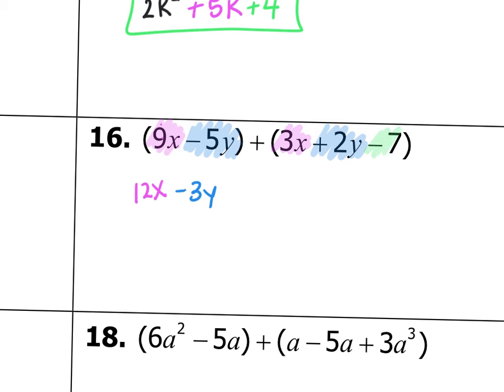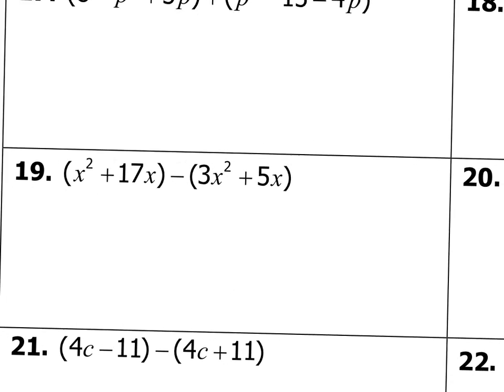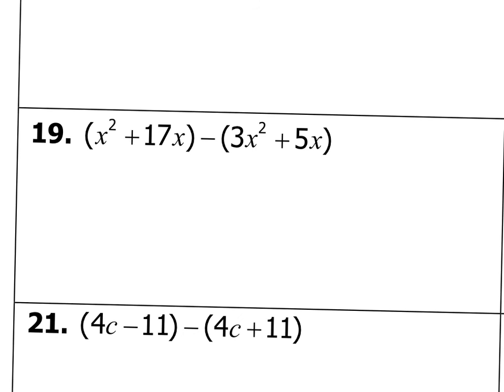And then I just have this minus 7, so there's nothing to combine it with, so I'm just going to put minus 7, and that would be your answer. All right, I'm going to jump down to number 19. So x squared plus 17x minus 3x squared plus 5x. So like I said earlier, I recommend distributing this minus sign in, otherwise you oftentimes run into sign mistakes. So this would make this a negative 3x squared and a minus 5x.